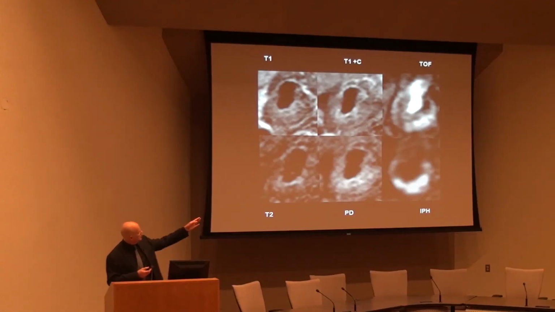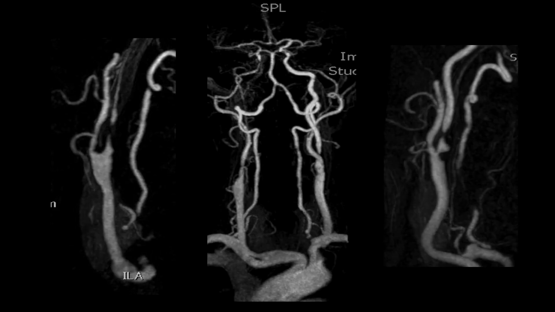On the far image, the TOF, the time of flight angiogram, the lumen appears bright because we want it to appear bright. On the image below that, IPH, intraplaque hemorrhage, is a sequence designed to really enhance the intraplaque hemorrhage signal. Hemorrhage within the vessel wall appears bright. But you can see between each of those weightings, we're getting different information represented in the image as different signal intensities.